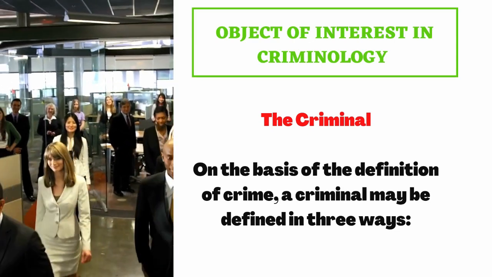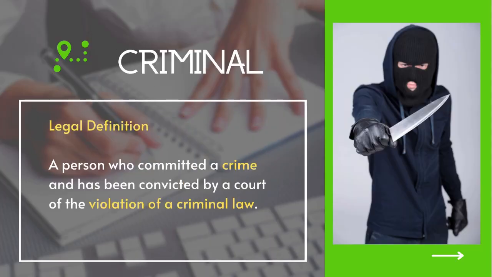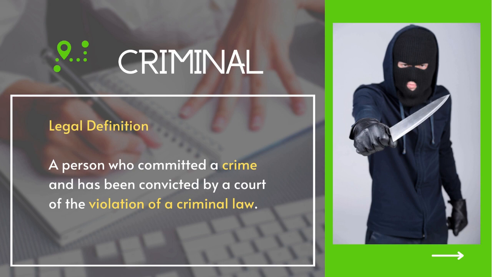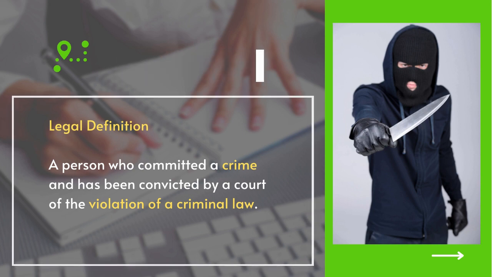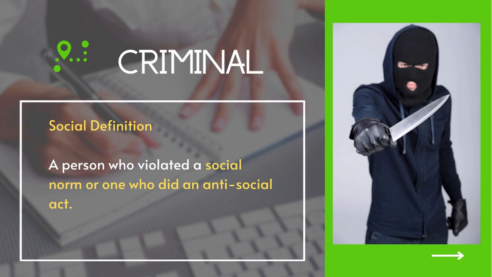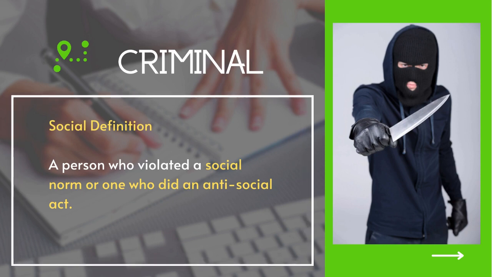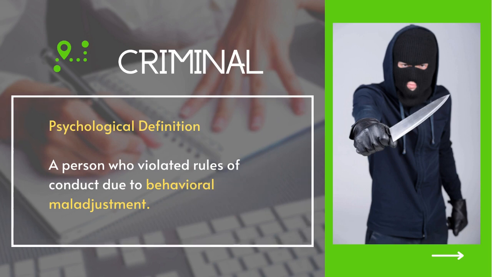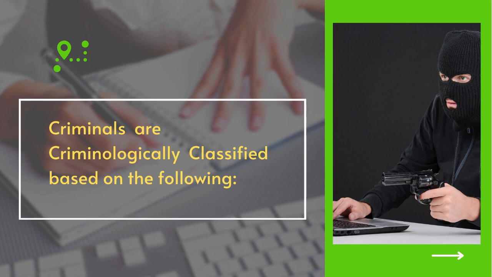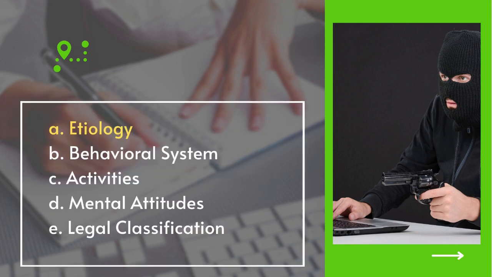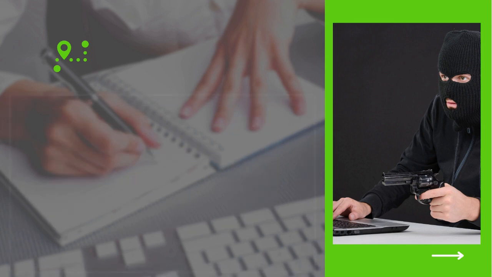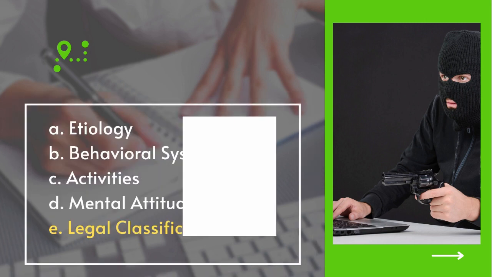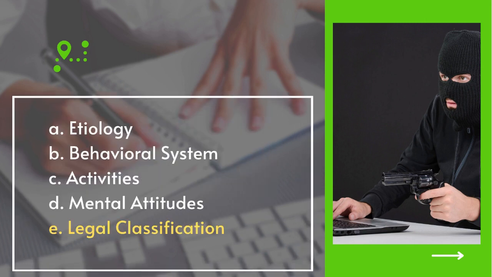On the basis of the definition of crime, a criminal may be defined in three ways. Legal definition: a person who committed a crime and has been convicted by a court of the violation of a criminal law. Social definition: a person who violated a social norm or one who did an antisocial act. Psychological definition: a person who violated rules of conduct due to behavioral maladjustment. Criminals are criminologically classified based on the following: A. Etiology, B. Behavioral system, C. Activities, D. Mental attitudes, E. Legal classification.